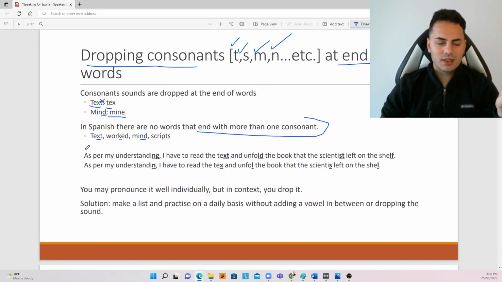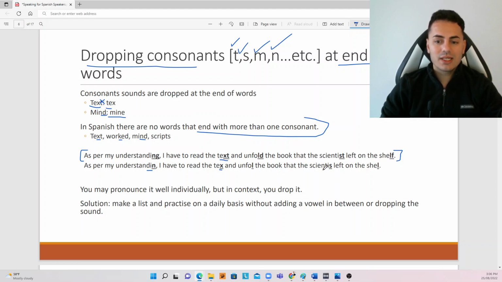Imagine this sentence. Let's assume that you've got this sentence in your read aloud. Okay? And you have this issue and you end up dropping every single consonant at the end of the words. So instead of saying understanding, you could say understandin. So the G is gone. Text, you could say tex. Unfold, you could say unfol.